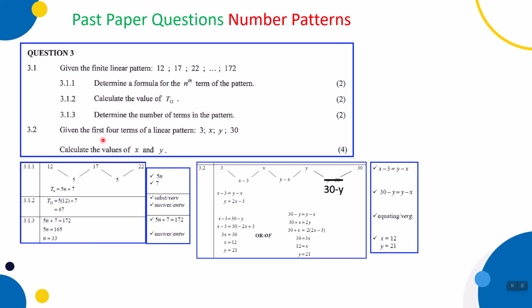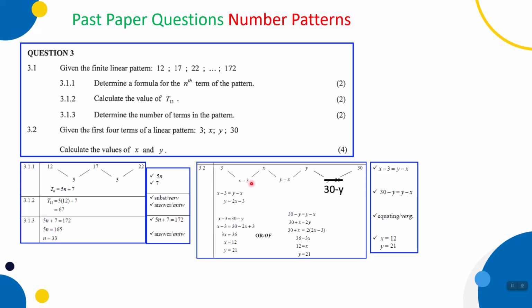And then 3.2, given the first 4 terms of a linear pattern, 3, x, y, and then 30, calculate the values of x and y, 4 marks. Right, so T1 is 3, T2 is x, T3 is y, and T4 is 30. Remember, it's linear, so it has a constant difference. If you want to work out the constant difference, you can say T2 minus T1, so that's x minus 3. T3 minus T2, that's y minus x. And 30 minus y. And they are all equal since it's a linear pattern, so there's a constant difference.